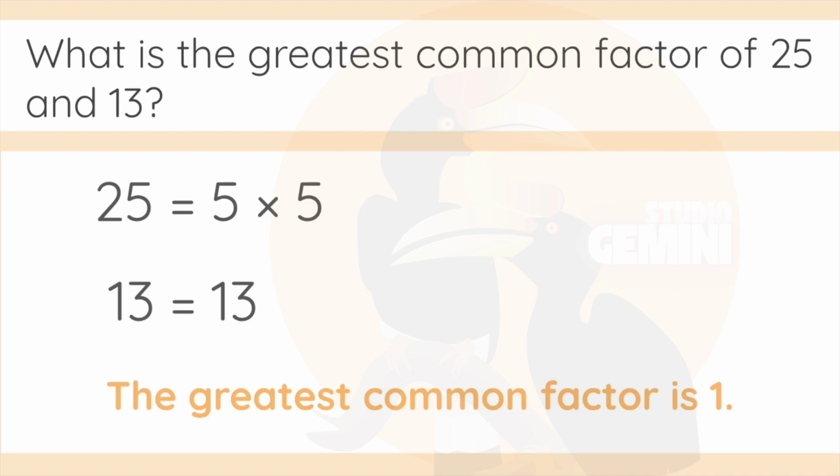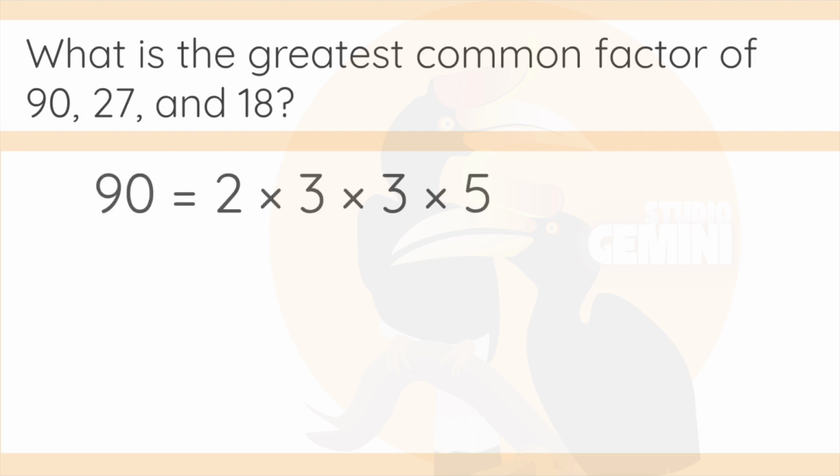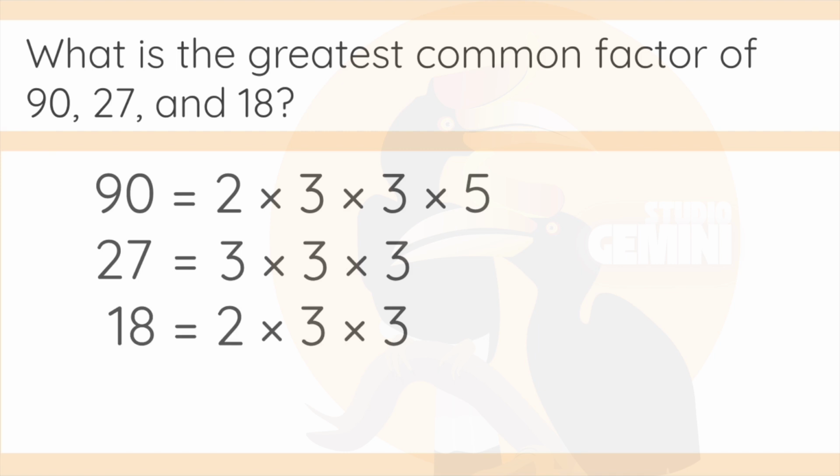We'll work through one last example next. What is the greatest common factor of 90, 27, and 18? Here, we are finding the greatest common factor of 3 numbers, but the process is the same. We'll start by writing the prime factorization for each number. 90 equals 2 times 3 times 3 times 5. 27 equals 3 times 3 times 3, and 18 equals 2 times 3 times 3.